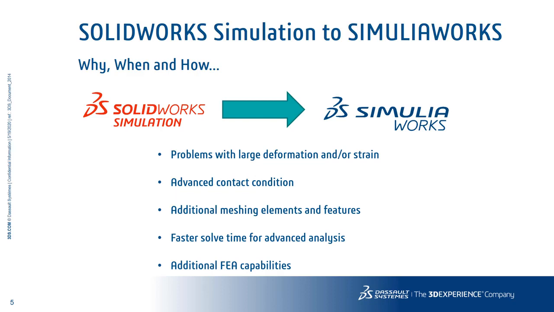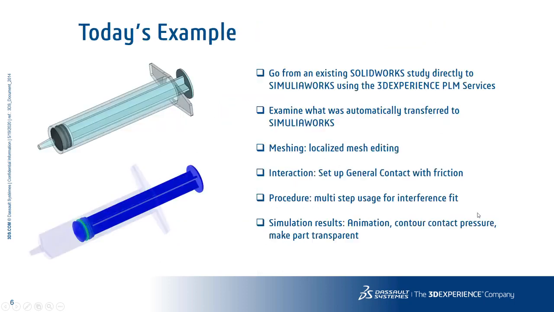SIMULIAworks also offers different mesh elements and features to handle complex geometry, whereas SOLIDWORKS simulation only offers one mesh element, which is the tetrahedral mesh. SIMULIAworks also has a much faster solve time for advanced analysis in comparison to SOLIDWORKS simulation. And of course, SIMULIAworks offers capabilities beyond what is available today in SOLIDWORKS simulation. So this answers the why and when, but what about how?